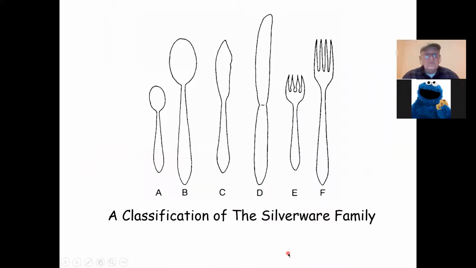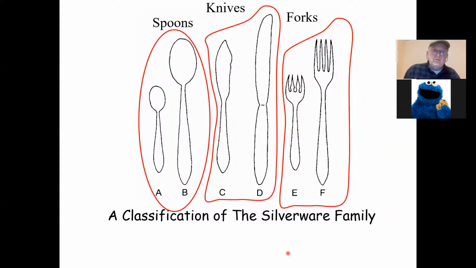All right, now we're still talking about classification, and this is the classification of the silverware family. How would you subclassify them? How would you further classify them? Some people would do that. And when you do that, that's very much like putting a genus name on the classification of the silverware.